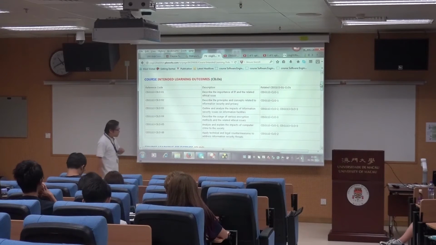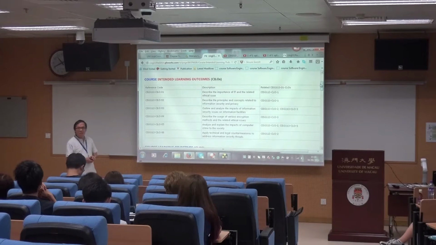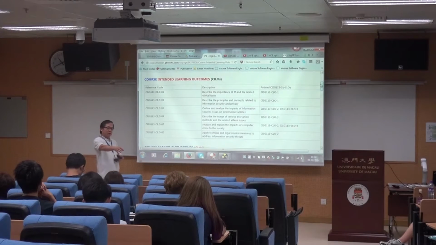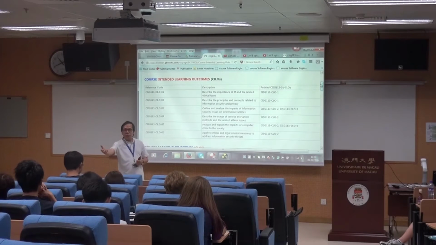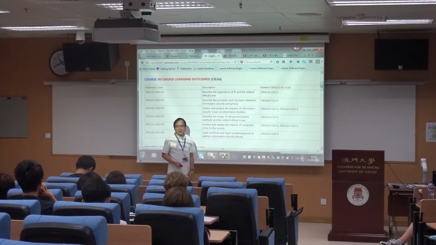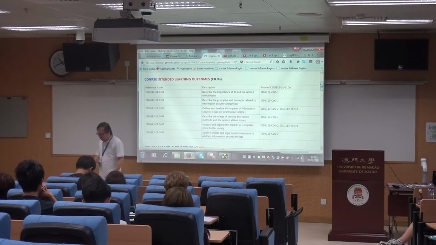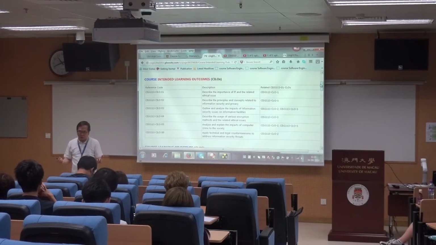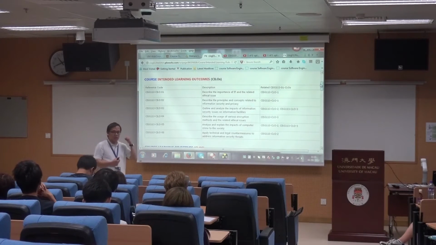And finally, silo number 6. Apply means what? You learn something now, you use the knowledge you learned, and you try to use the knowledge in a new context so that your knowledge is still very much useful. Apply your technical and legal countermeasures. Technical means, okay, if you have a technology to break my system, let me create a stronger technology to defend my system so that you cannot break it.